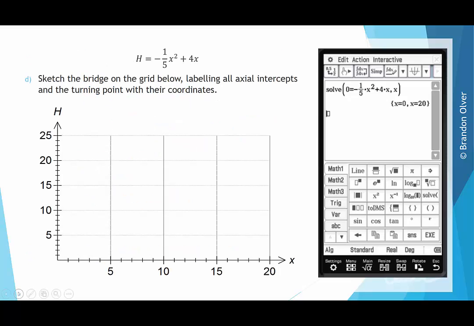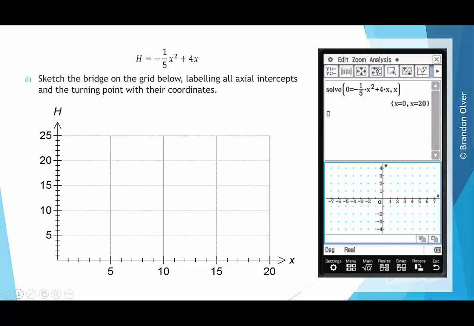For part D, we want to sketch the bridge on the grid below, labelling all axial intercepts and the turning point with their coordinates. So to give us a little bit of a hand, we're going to use the CAS calculator. Next on the CAS calculator, we want to sketch our equation. So if we tap this icon in blue, we bring up our graph screen, and then we can drag our equation, which is -1/5 x squared plus 4x, straight into this screen, and it will graph it for us.